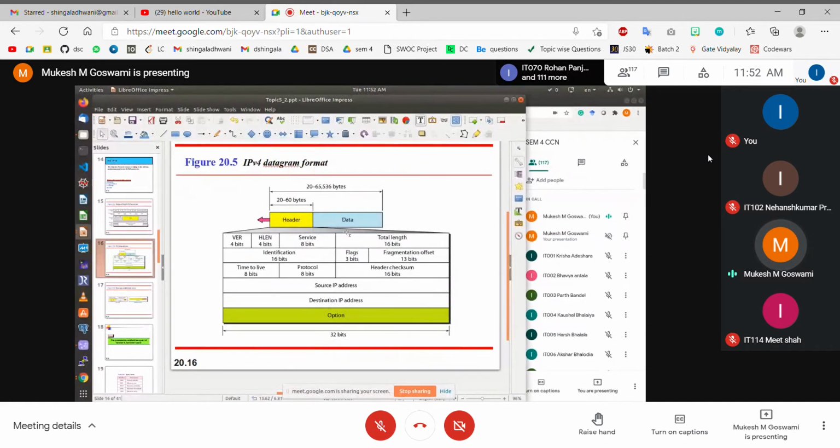The first 4 bits consist of the version number. The next 4 bits are the header length. Mind well, the header length is 4 bits, so we can only have a value from 0 to 15. In order to represent the value of the header length, we need to multiply it by 4, right? So we have 0 into 4 and 15 into 4, which is equal to 60. So the maximum header length of 60 bytes can be represented by multiplying this header length field by 4.